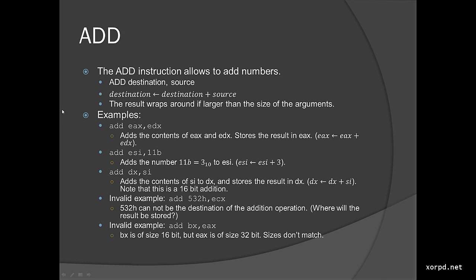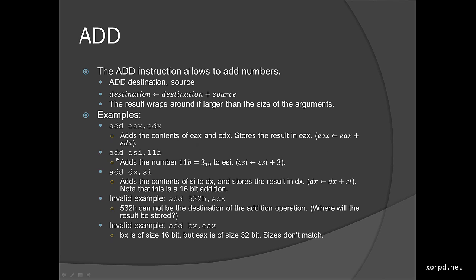Some examples. Add EAX, EDX. This adds the contents of EAX and EDX and stores the result in EAX. Something like this. If you are more into mathematics, you can imagine that here, instead of EAX plus EDX, we have EAX plus EDX modulo 2 to the 32. Because this addition is modulo the size.